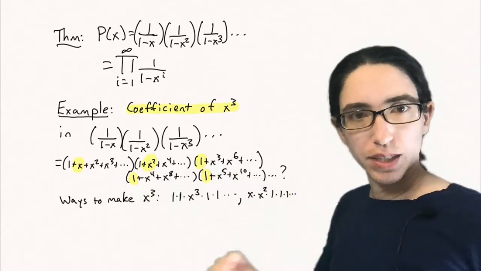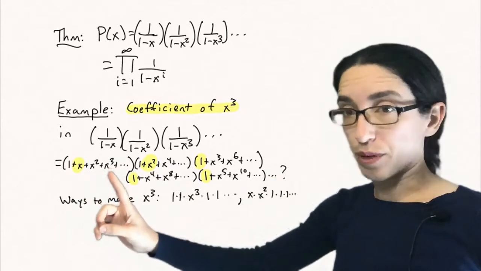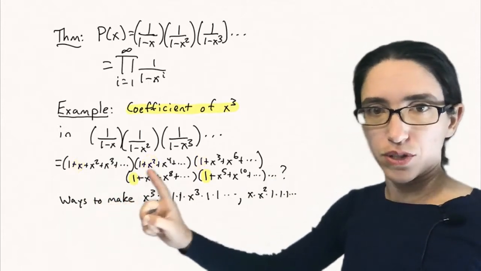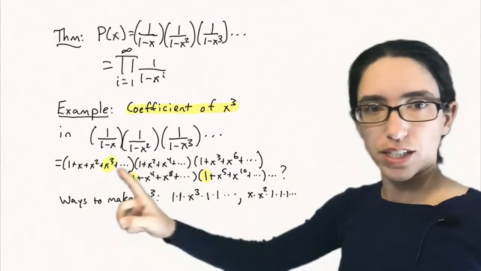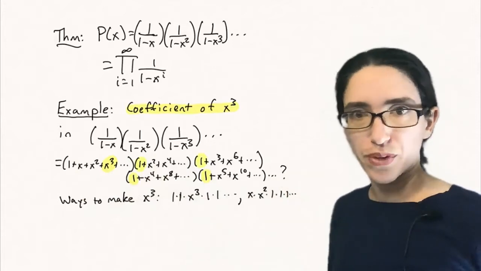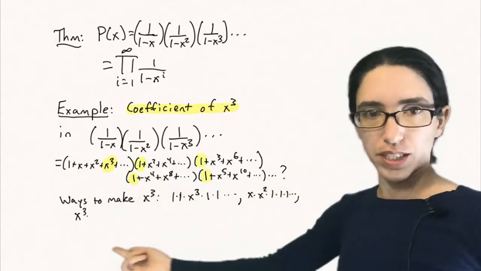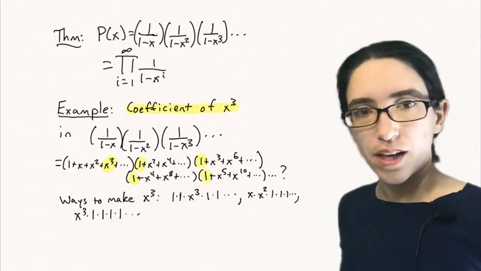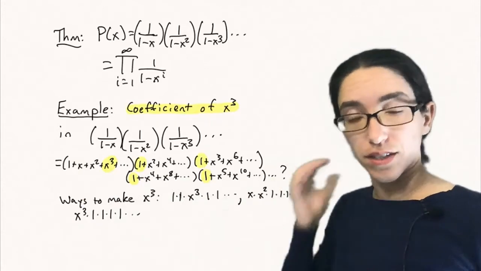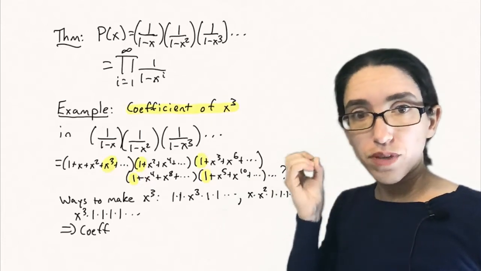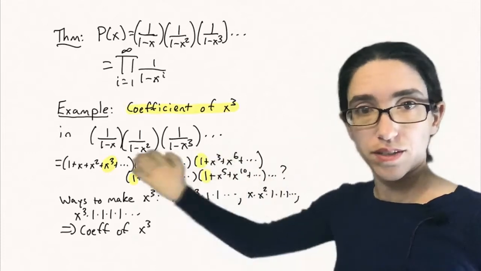And there's yet another possibility, because there's an x cubed over here we could use. So there's x cubed, and then we could just use all the ones from all the other factors. x cubed times 1 times 1 times 1 times 1, etc., is just x cubed. And so that gives us our third possibility. And so we'll see that there's a coefficient of 3 in the expansion of this generating function.